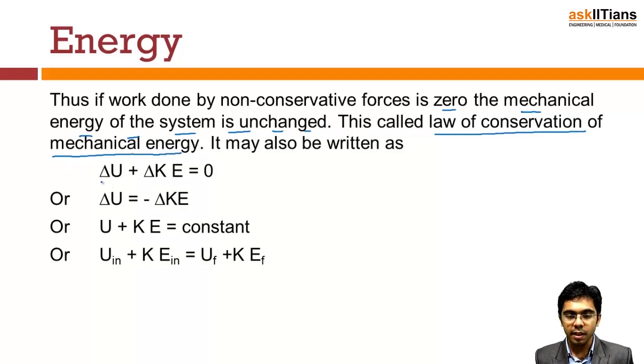Therefore, if the work done by the non-conservative force is 0, delta U plus delta kinetic energy will be 0. So we can write that U plus kinetic energy will be equal to a constant. Or else, whatever amount of initial energy the body has, after reaching the final point the body will have that much energy. This is what it means. The initial potential energy plus initial kinetic energy is equal to the final potential energy plus final kinetic energy. This is the law of conservation of mechanical energy.